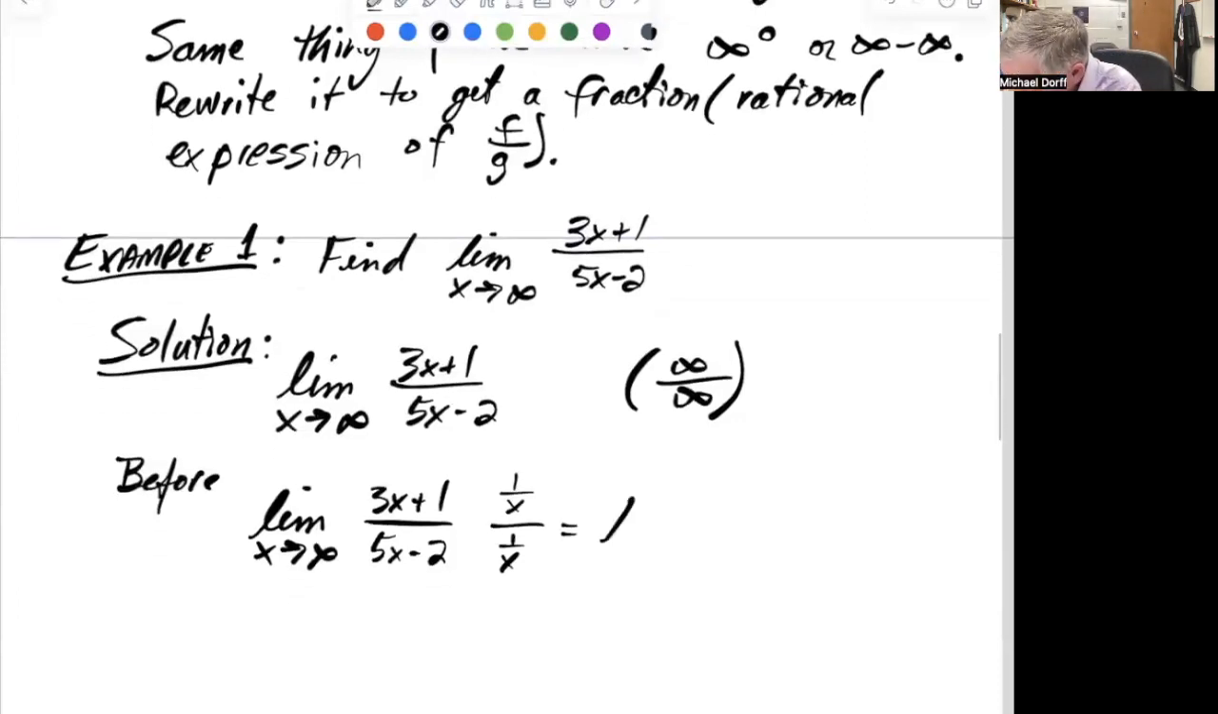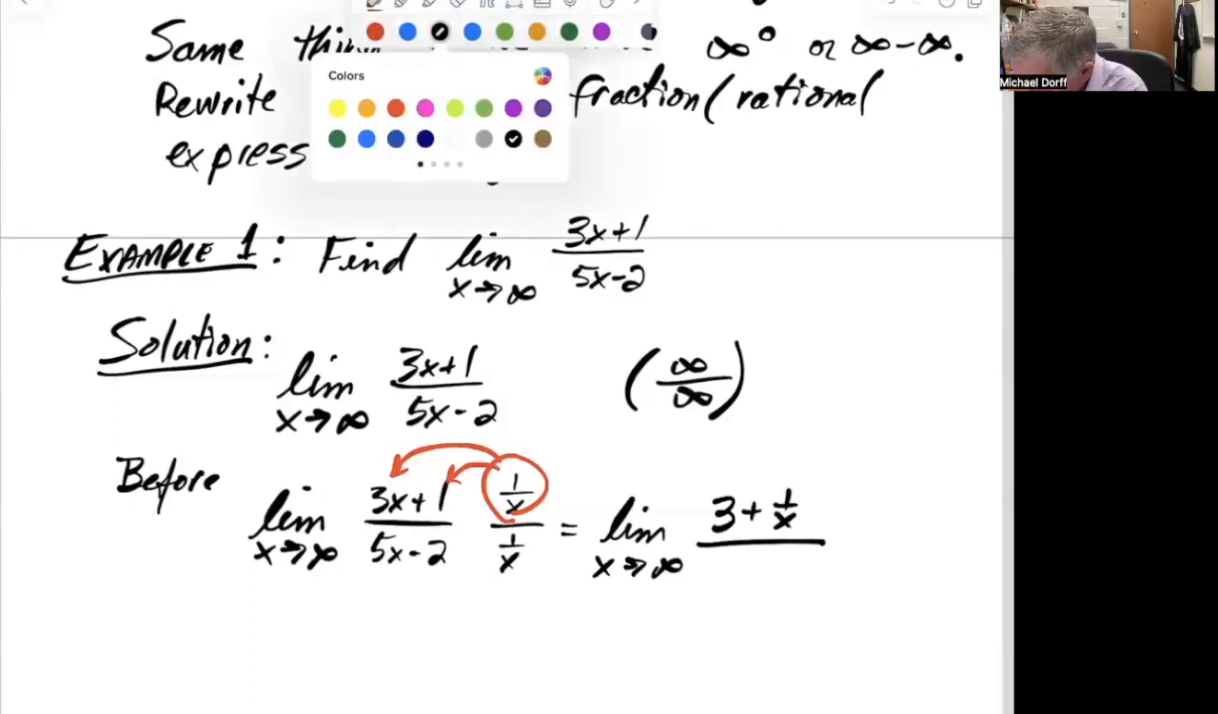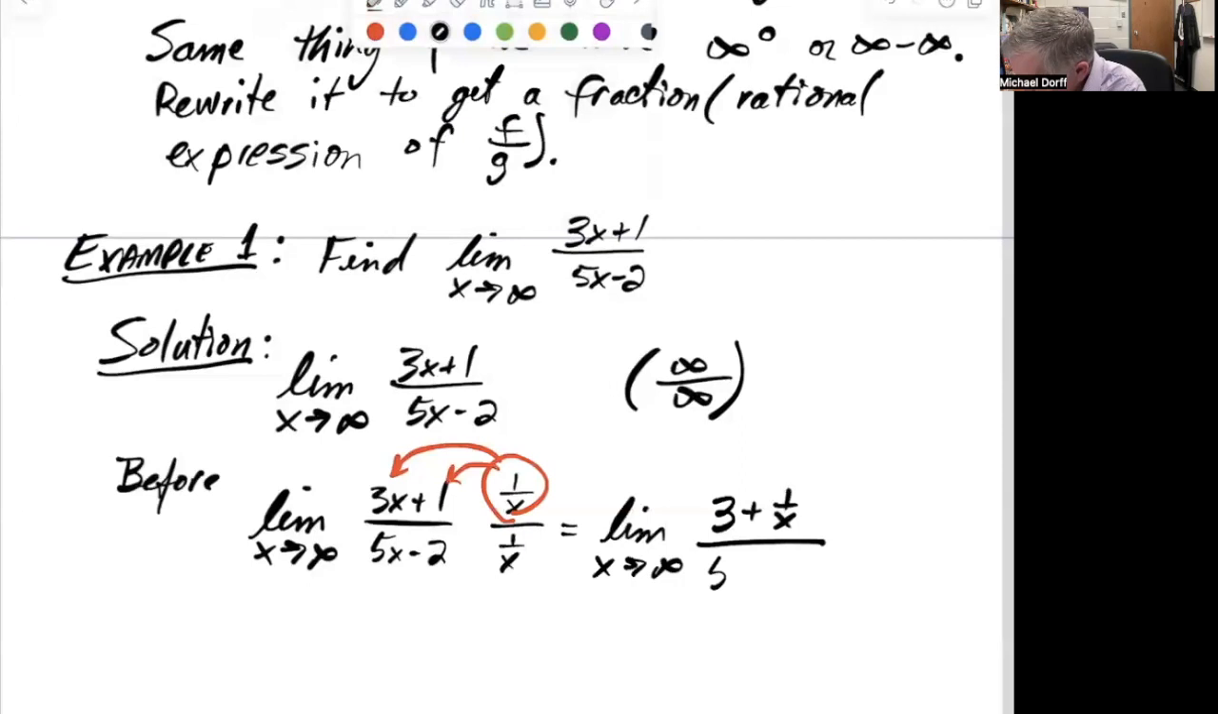And then we multiplied through that 1 over x, so that we got 3 plus 1 over x in the numerator. Let me just demonstrate that. We multiply the 1 over x times the 3x. The x's cancel out and I just get 3. And then 1 over x times 1 gives me 1 over x. In the denominator, doing the same thing, we get 5 minus 2 over x, because we're distributing the 1 over x to the 5x. That gives me 5x over x, which reduces to 5. And then negative 2 times 1 over x gives me negative 2 over x.